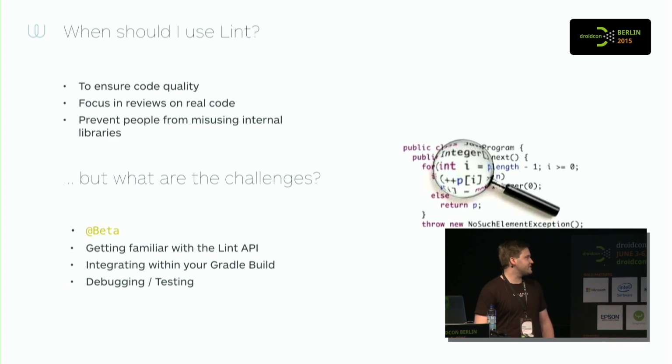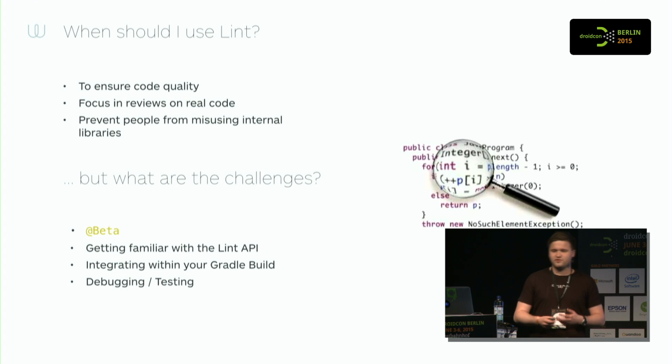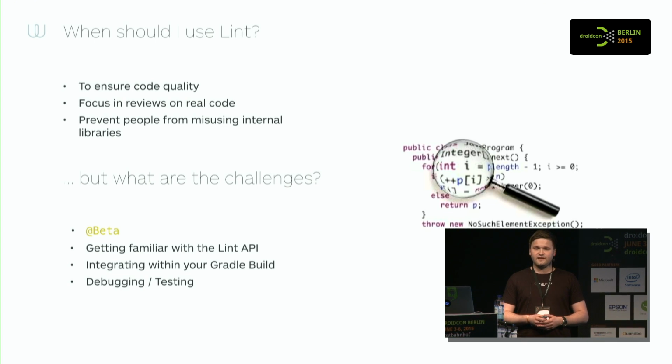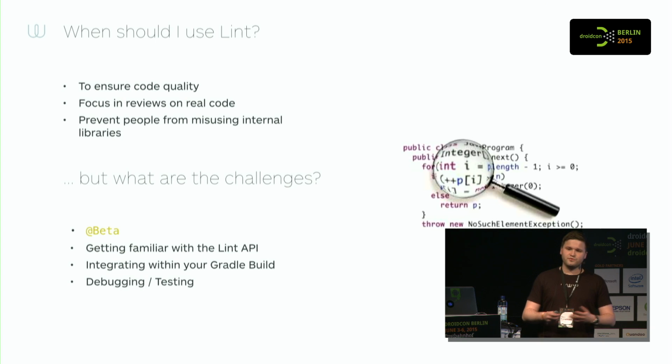So when should you use Lint? From my point of view, it's a nice way to ensure code quality. You can find little bugs and issues by using Lint. Because the reviewer doesn't have to focus on these little things, he can focus on the basic idea of a pull request, for example, so that he doesn't get confused by other little things. And if you use internal libraries within your team, you can prevent new team members, or other people if you open source your things, from misusing your libraries by including checks there as well.